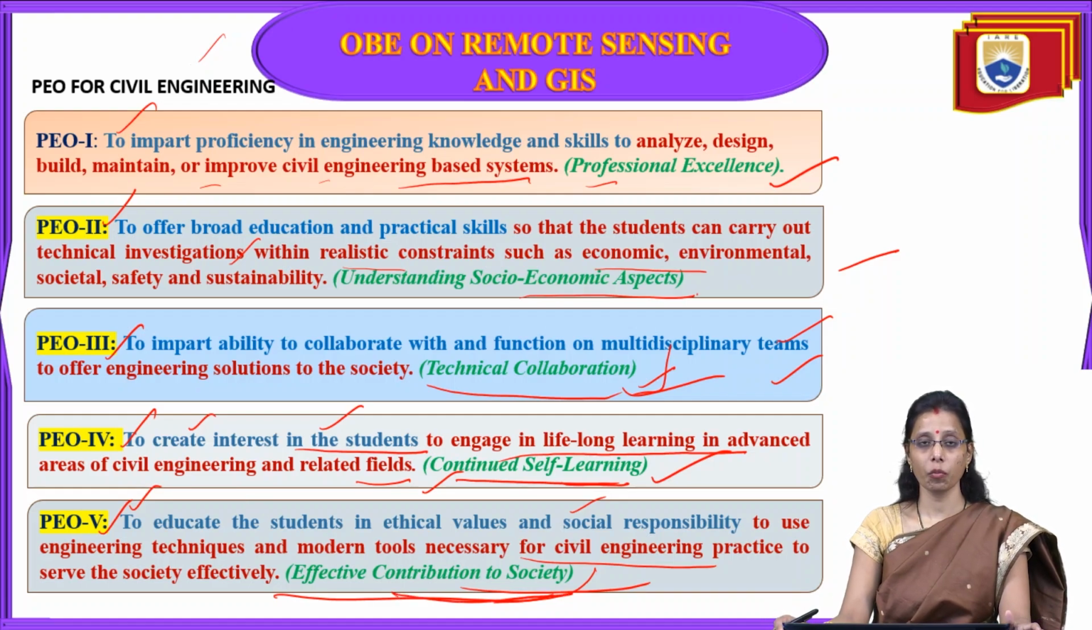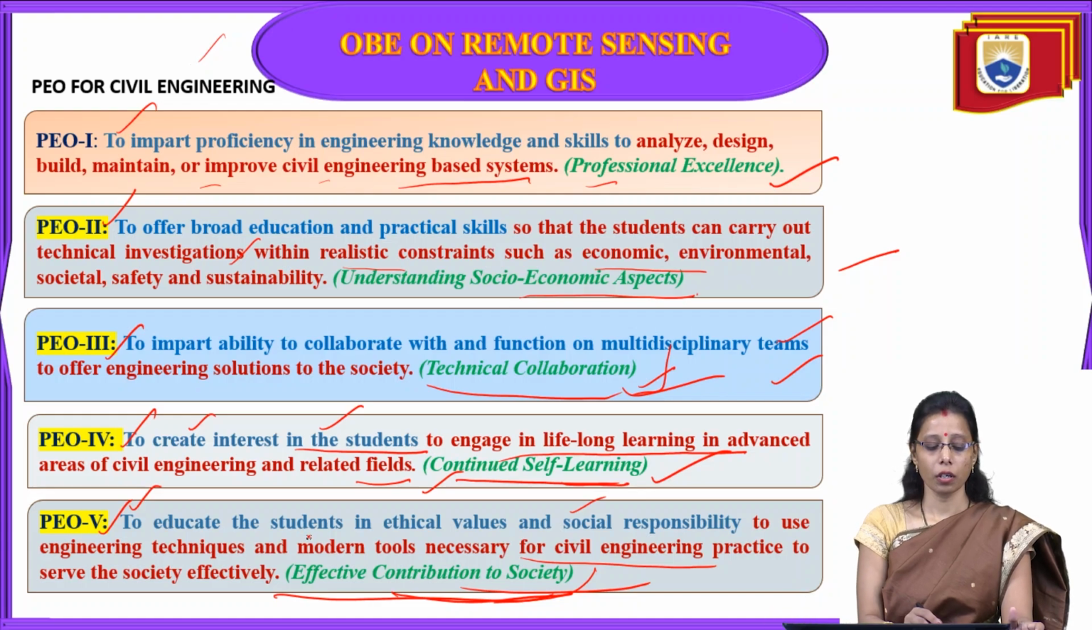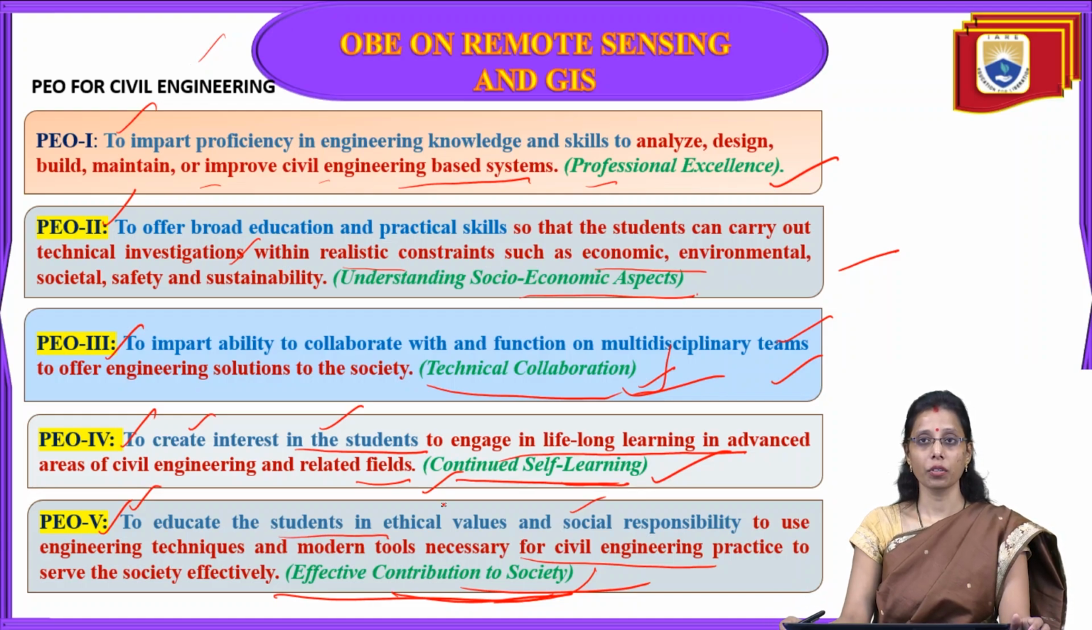So the main aim of PO5 is to educate the students in ethical values and social responsibility. So what is their social responsibility? To use the engineering techniques and modern tools necessary for civil engineering practice to serve the society effectively. So effective contribution to the society has to be given by the students who are studying this course.